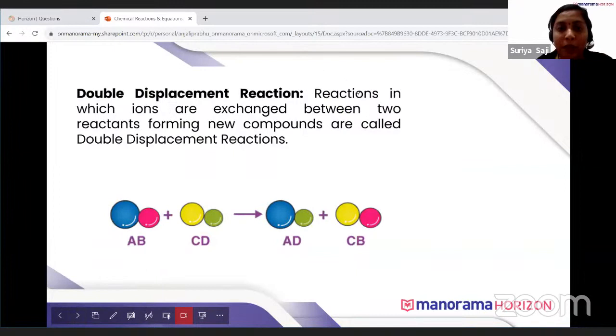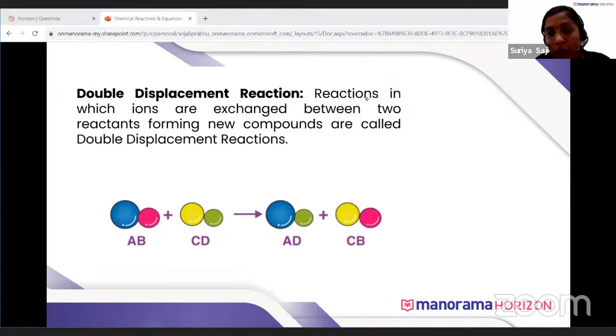So next is the double displacement reaction. Reactions in which ions are exchanged between reactants forming new compounds are called double displacement reactions. In a double displacement reaction, we have two different reactants, and the ion exchange takes place between these reactants.